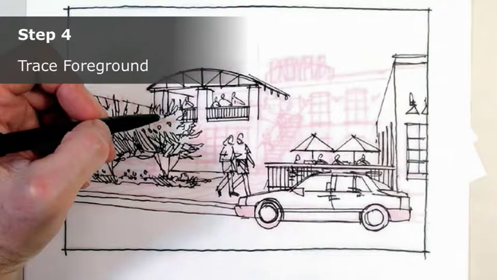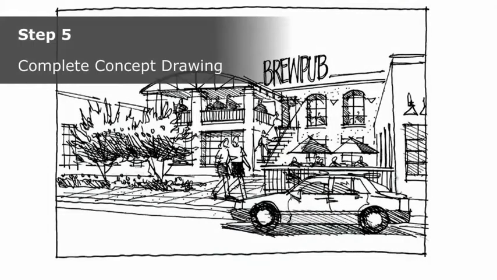Step 4. First, trace the foreground. Using a Pentel sign pen, objects in the foreground were outlined first. Shading and shadow were not added until the entire image had been traced. Step 5. Complete the concept drawing. Completing the final 6 by 9 inch drawing involved adding hatching patterns to the window surfaces, a stipple pattern to the sidewalk and building exterior, and shadows beneath the car, trees, and people. Take your time drawing graphics and lettering.